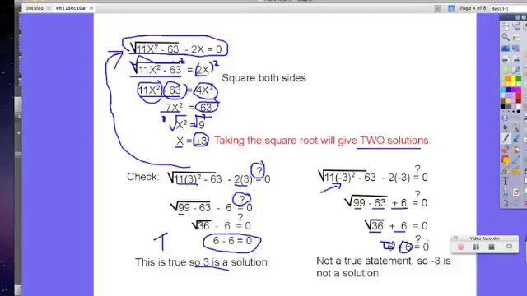Well, I don't think so. 6 plus 6 is 12. So this is not a true statement. So therefore, negative 3 is not a solution. So the solution to your equation will just be a positive 3.